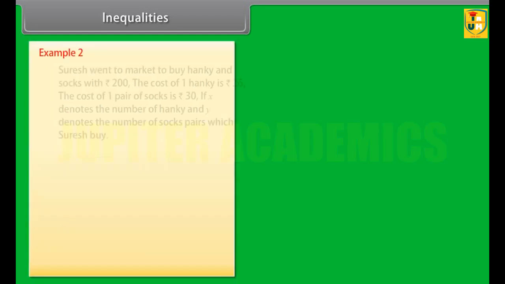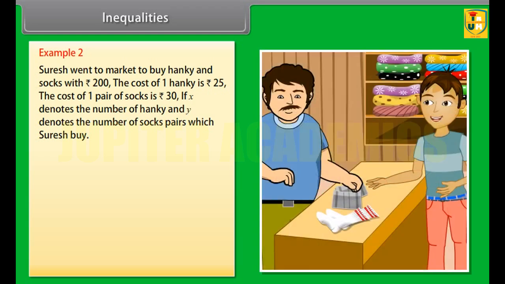Example 2. Suresh went to market to buy hanky and socks with rupees 200. The cost of one hanky is rupees 25. The cost of one pair of socks is rupees 30. If x denotes the number of hanky and y denotes the number of socks pairs which Suresh buys, then we can represent the above statement in inequality form as 25x plus 30y less than or equal to 200. It is a linear inequality of two variables.